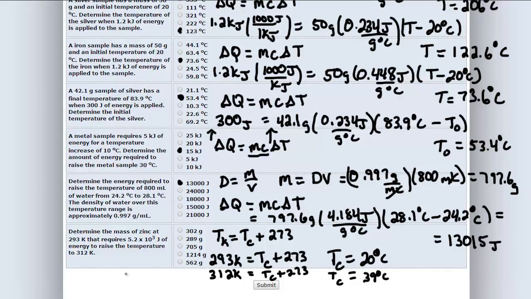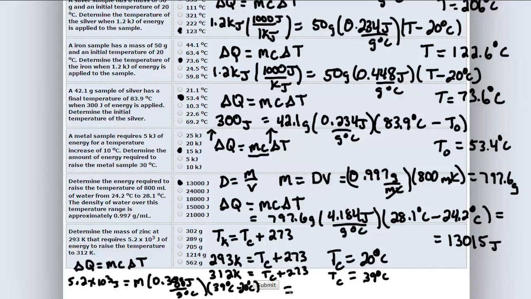Now, we have to find the mass. So we have delta Q is equal to MC delta T. We have the energy, which was 5.2 times 10 to the third joules. We're looking for the mass. It's zinc, so we have to find the specific heat of zinc, which is 0.388 joules per gram degree Celsius. Then we put in the final temperature, which was 39 degrees Celsius, minus the initial temperature of 20 degrees Celsius. So we're going to have 5.2 times 10 to the third, divide that by 0.388, and divide that by 19. And so our mass is going to be about 705 grams.